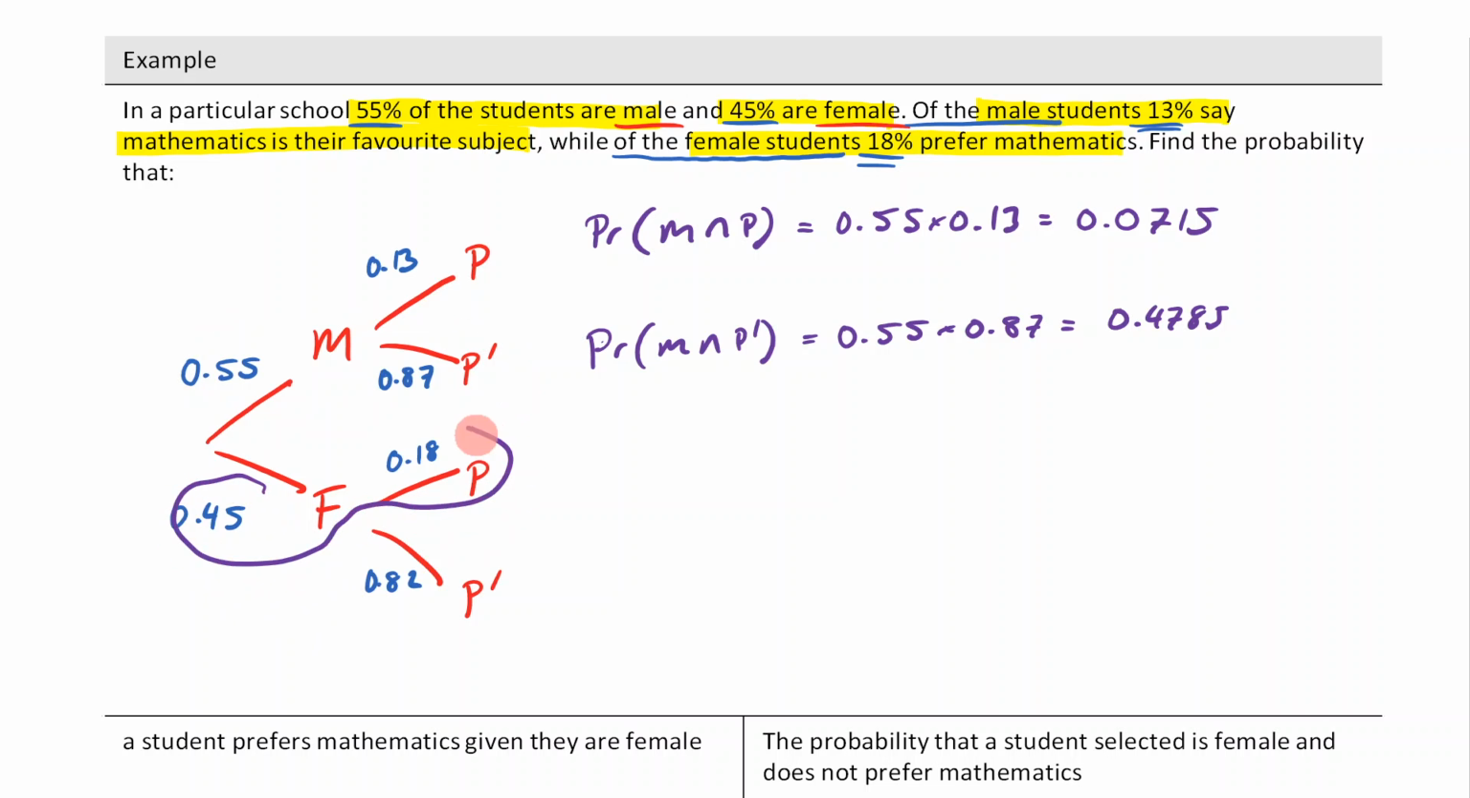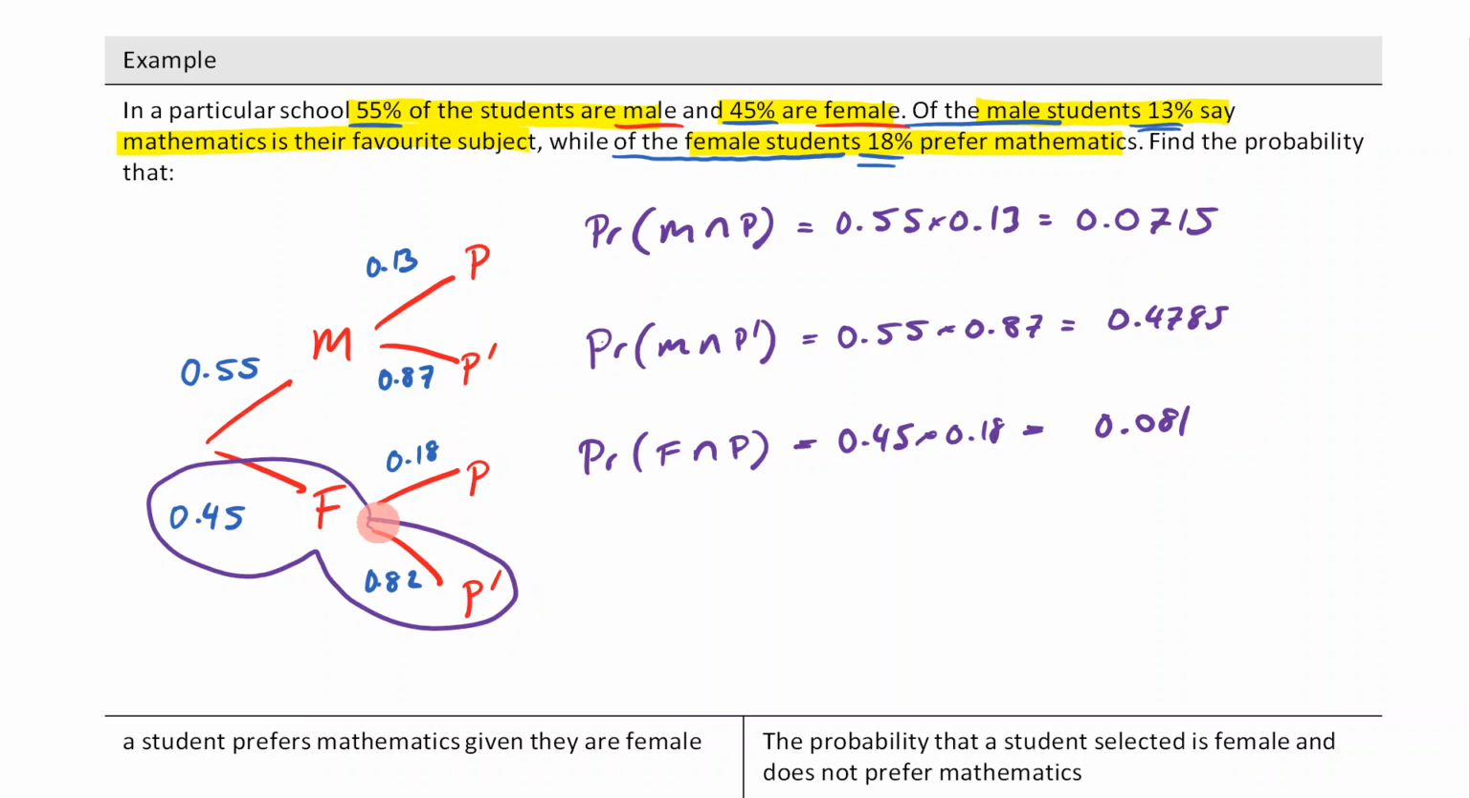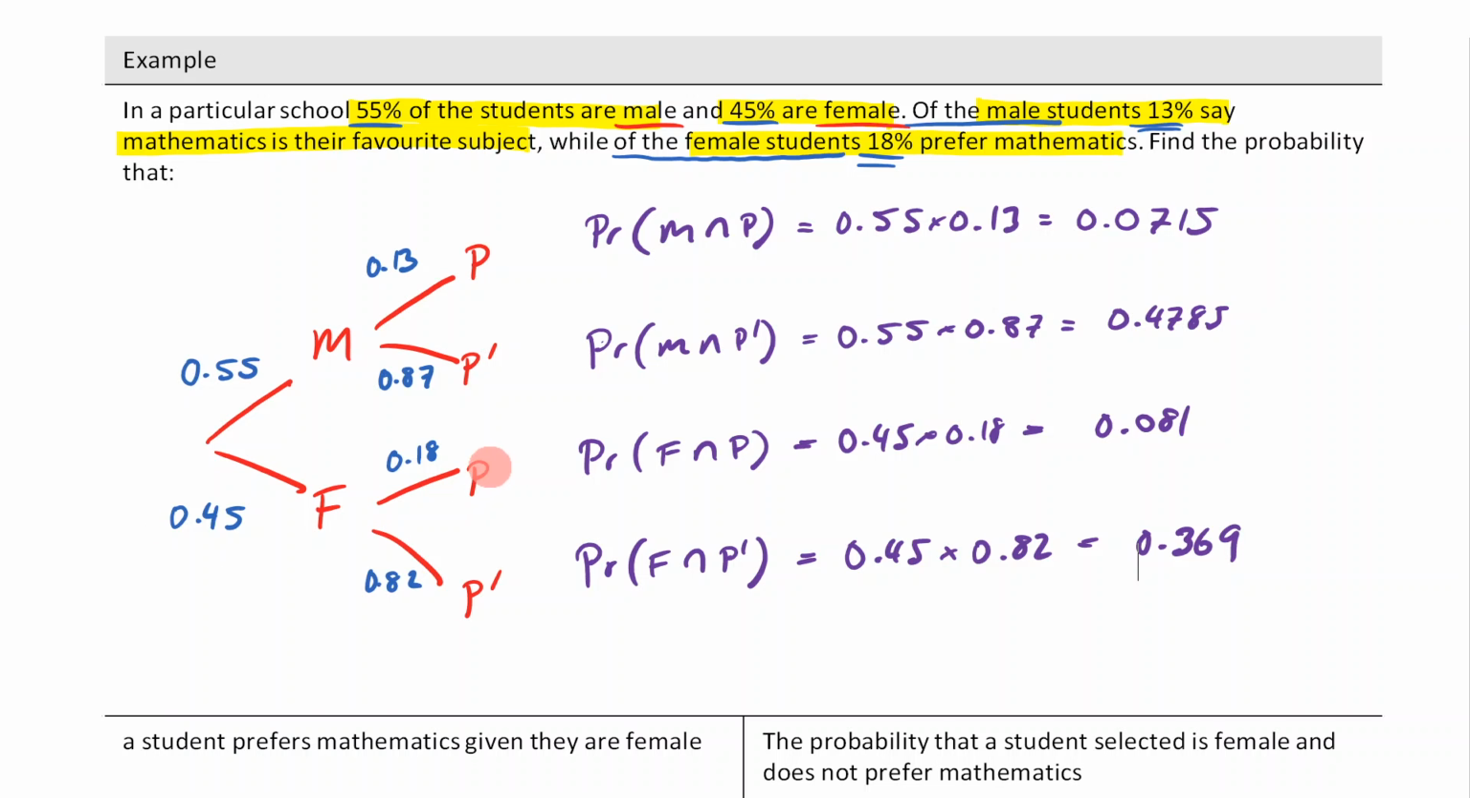Now we're going to multiply this way. The probability of F intersection P is going to be 0.45 times 0.18, which is equal to 0.081. We continue. Now we're going to go this way. The probability of F intersection P complement is going to be 0.45 times 0.82, which is equal to 0.369. Amazing. Okay, so we've got all of those.